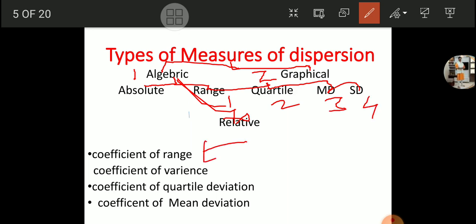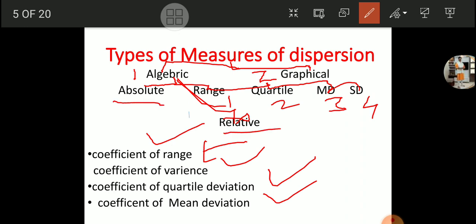Relative, which is the second type of algebraic measure of dispersion, again has the coefficient of range, coefficient of variation, coefficient of quartile deviation and coefficient of mean deviation. Again, to summarize: there are two main types of measures of dispersion, algebraic and graphical. Algebraic is divided into absolute and relative. Absolute is divided into four types: range, quartile deviation, mean deviation and standard deviation. Relative is further divided into four types: coefficient of range, coefficient of variation, coefficient of quartile deviation and coefficient of mean deviation.